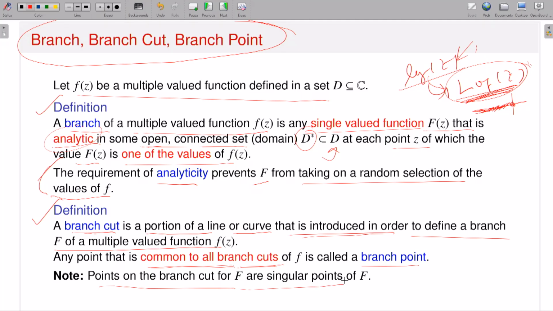Because just think, small log is a multivalued function. Now you have a principal logarithm capital Log. To talk about the analyticity, I have to remove the negative real axis, including the origin. That means my function's capital argument is not even continuous on that line. So therefore my function is not analytic. So these are the points where my single valued function capital Log has a singularity. That's exactly what I have written: points on the branch cut for f are singular points, because you have to take them out to talk about analyticity. So my function has a singularity on the branch cut.